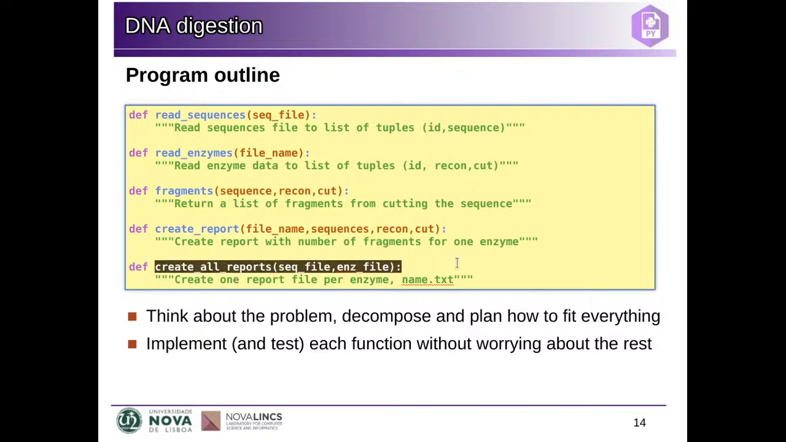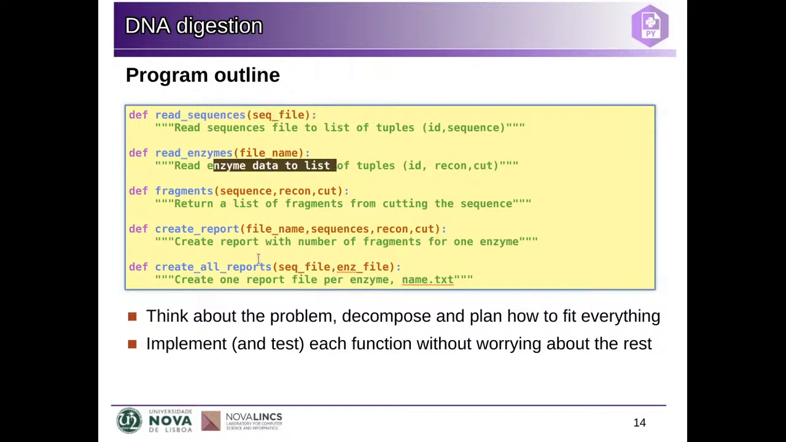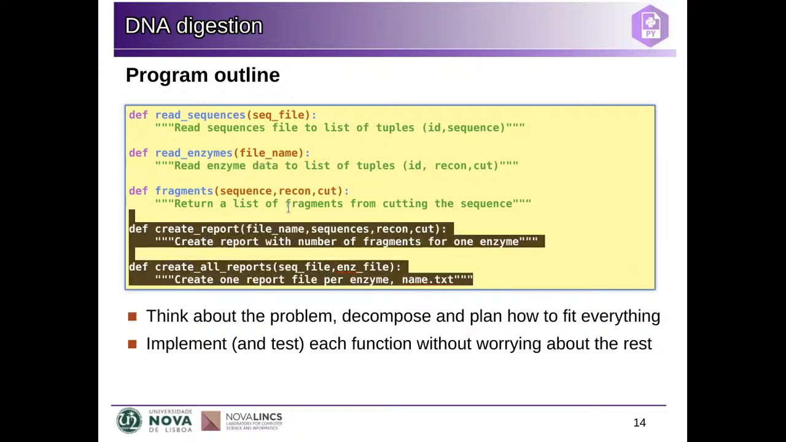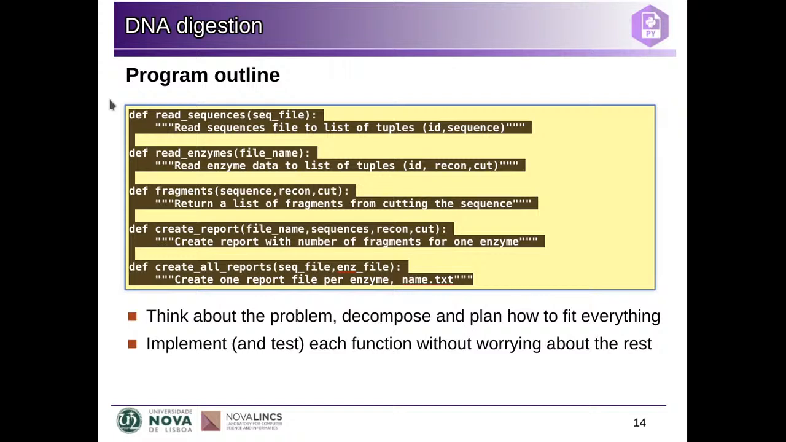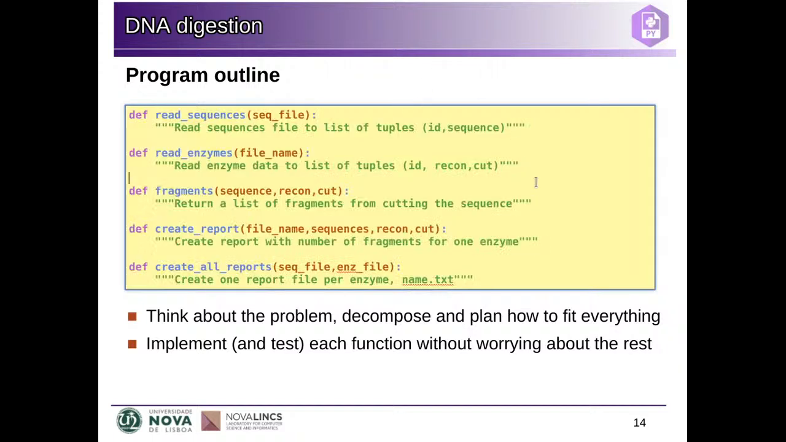And then we put everything together. We have the sequence file, the enzymes file, and we read the sequences, read the enzymes, loop through the enzymes, and create the report for the enzymes. So we think about the program, we outline it here by writing the headers for each function. And now the big advantage of doing this is that we can now focus on implementing and testing each individual function without worrying about the big picture. We can just focus on each small individual problem now.